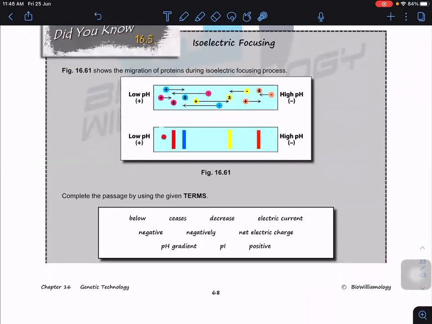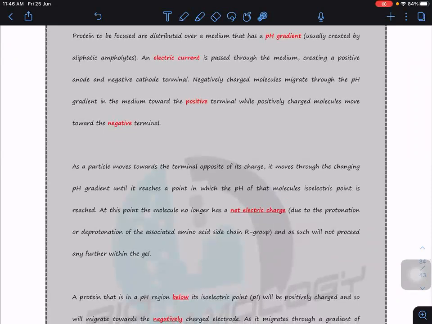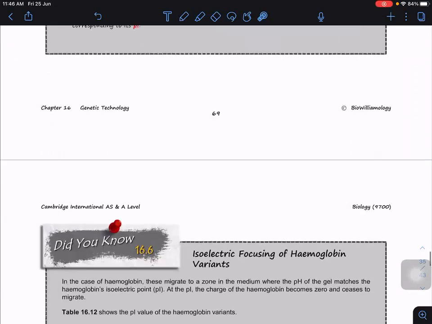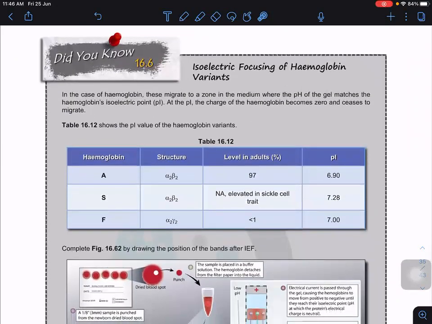In this case, we have low pH connected to the positive terminal and high pH connected to the negative terminal, then the proteins are going to move based on their isoelectric points. So this is the question, you can try. Then after that, you can check your answer. Try to get this correct.